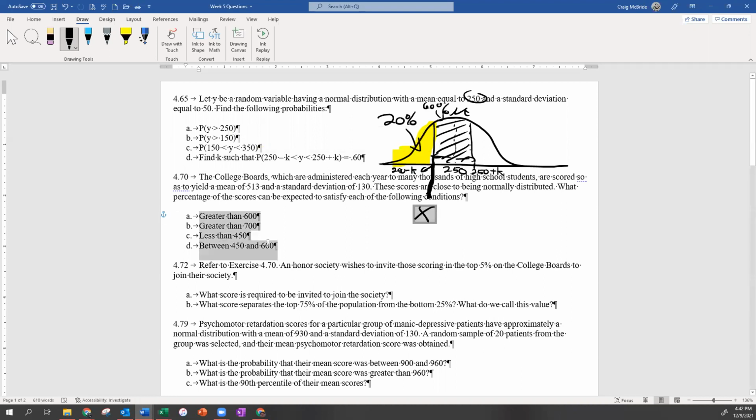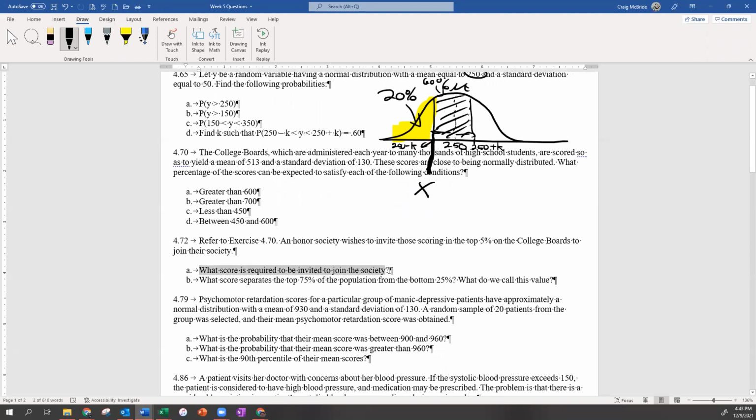These are all simple, cut and dry, just using the normal CDF functions and calculating things, knowing that if we're doing greater than, it's one minus the less than. Less than is you just run it. And in between, remember, you have to run each one. So you run the CDF of 600, you run the CDF of 450, and then you do 600 minus 450, and that gives you the in between.